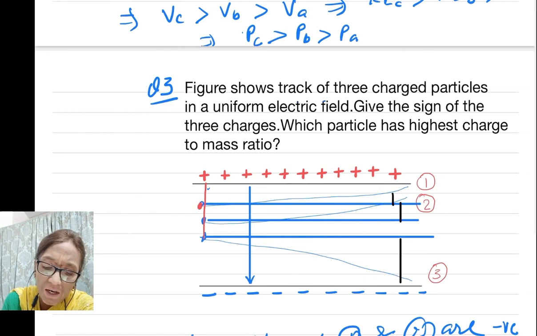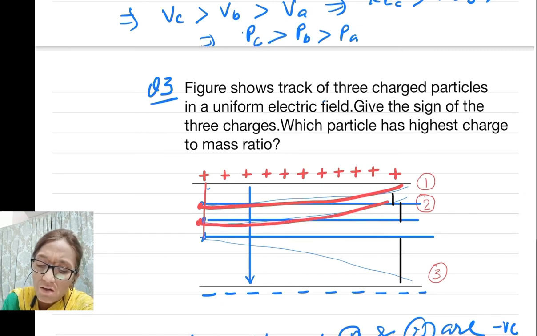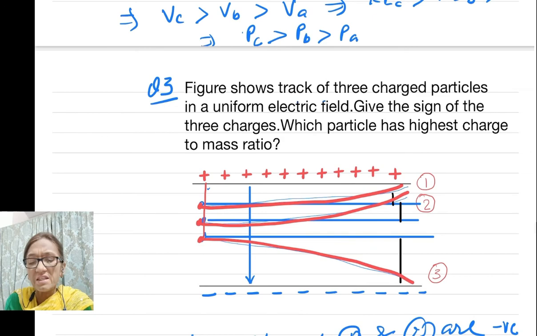Here one charged particle is going along this direction. You have another charged particle going along this direction. And then you have a charged particle going along the negative plate. So these are the charged particles in a uniform electric field. Electric field is uniform. Give the sign of the 3 charges. Which particle has the highest charge to mass ratio?